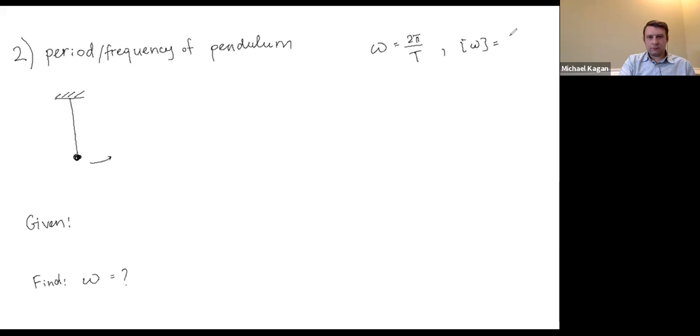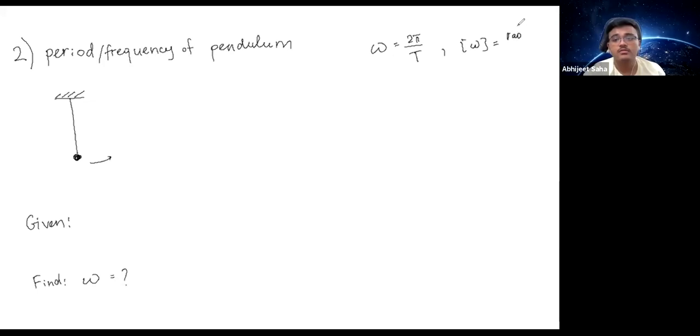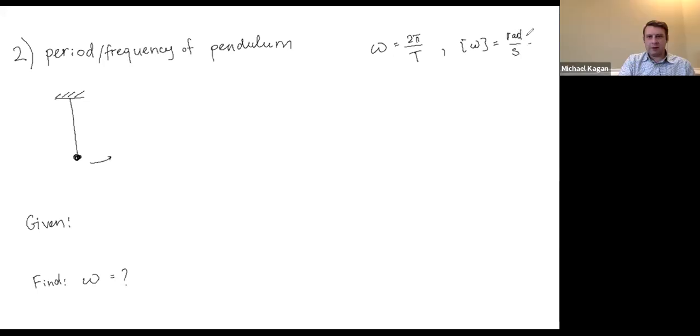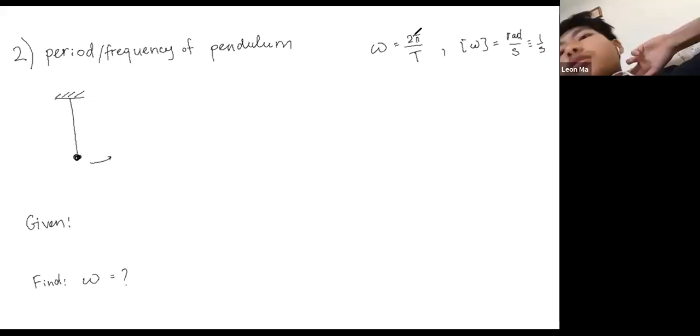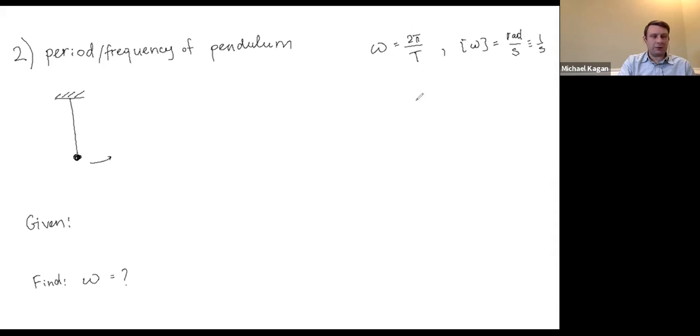Hertz? Radians per second. Radians per second, but the radian is actually unitless, so we can just say 1 over seconds. But we don't call it hertz, right? Hertz is reserved for regular frequency, which is 1/T without the 2 pi.